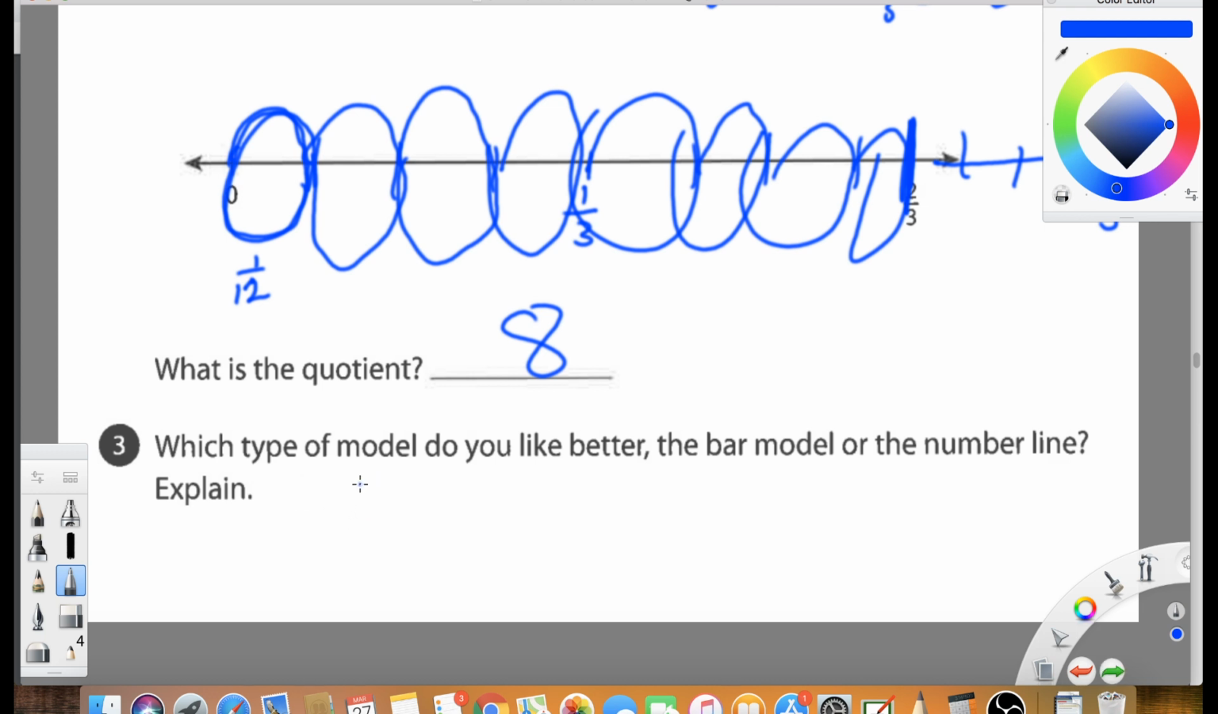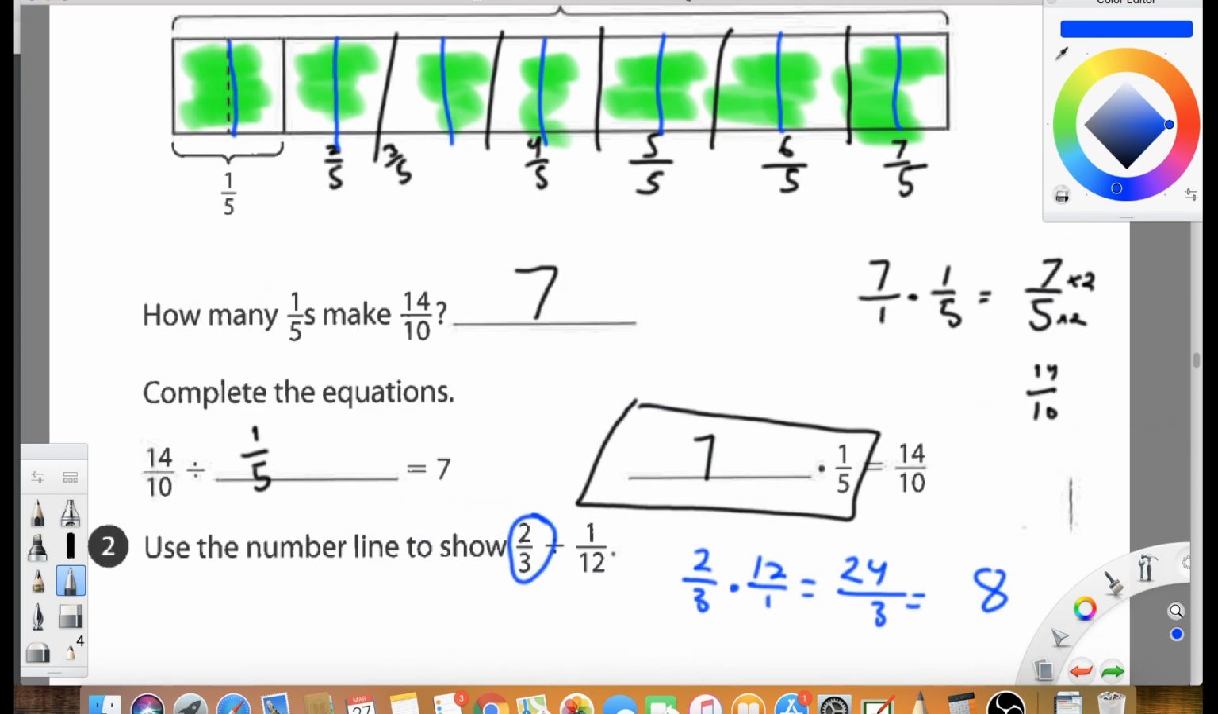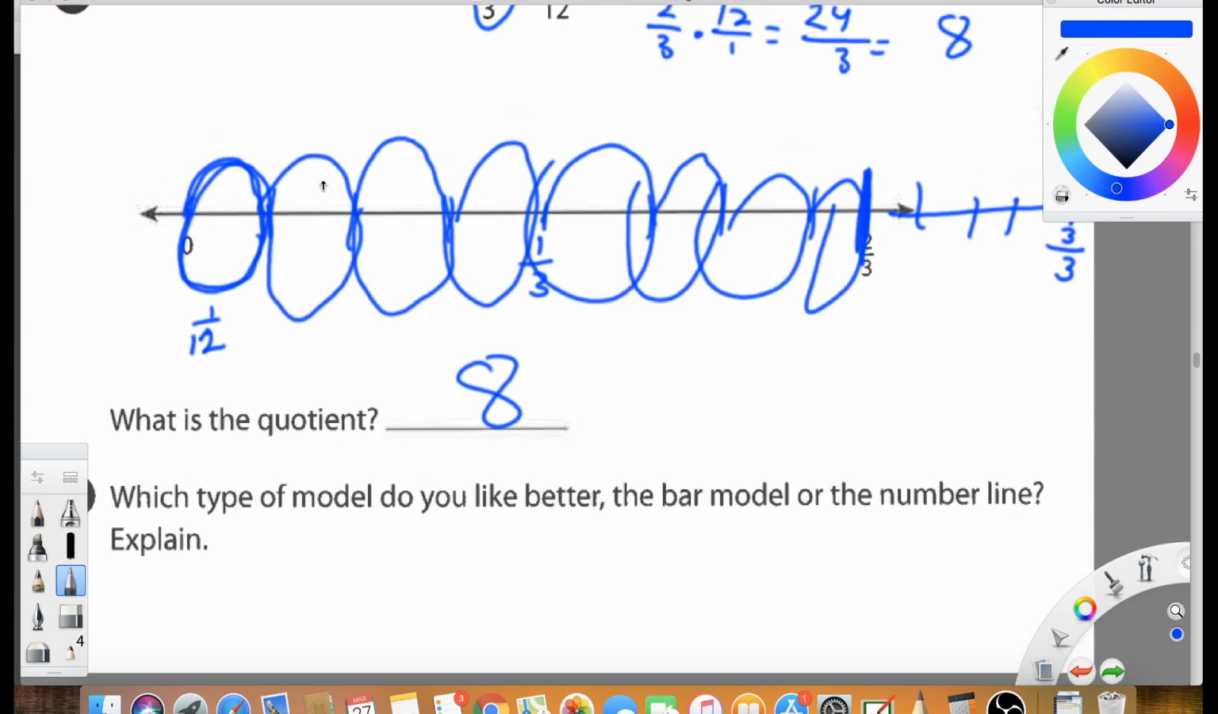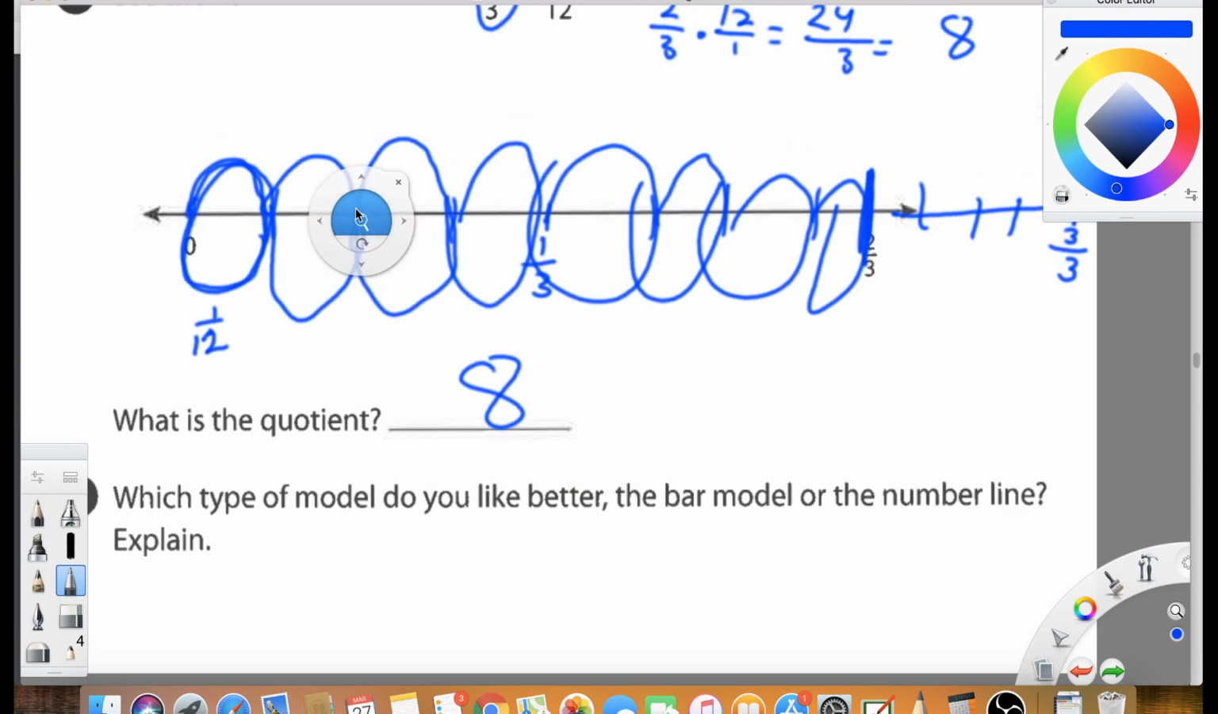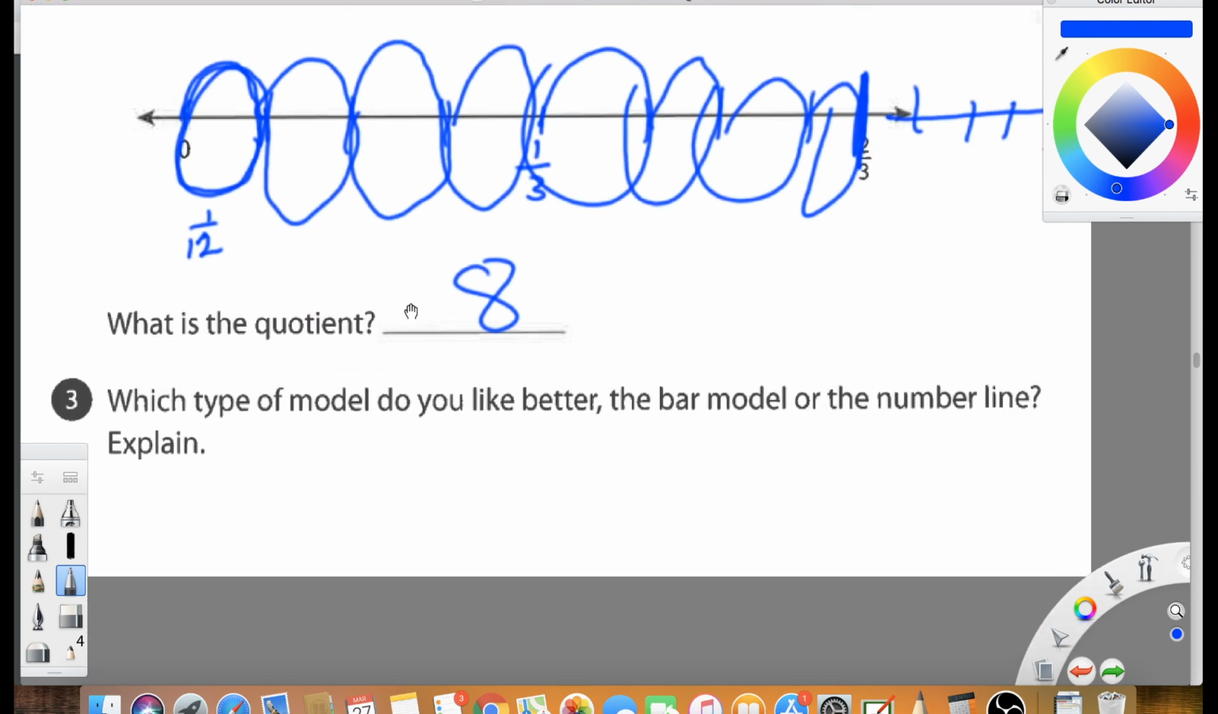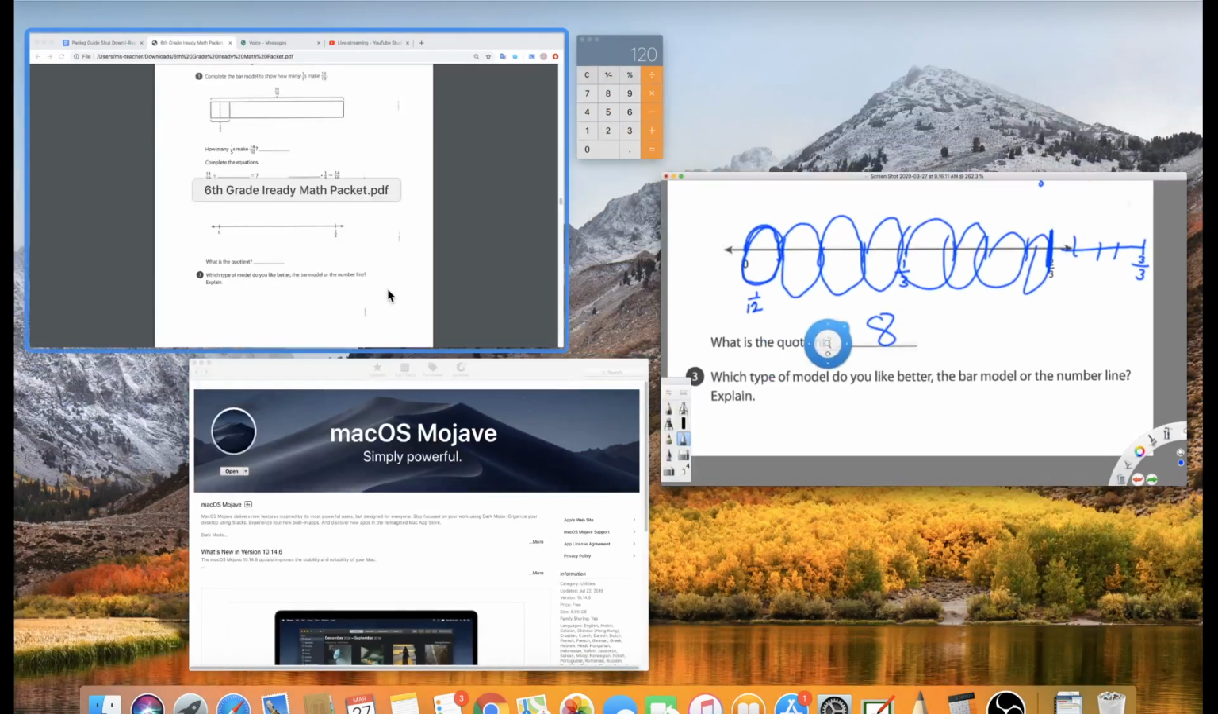Maybe you do like one of them. Maybe you like the bar model, which is up here, or maybe you like the number line model. But that's it for the page. Well, I don't get the page. That's it for day 10.